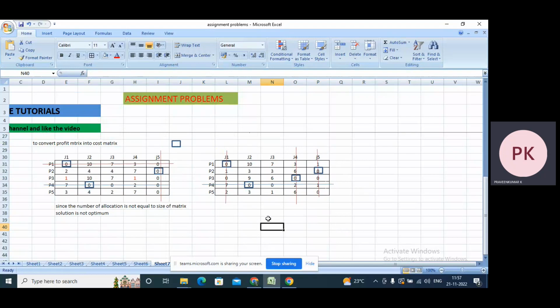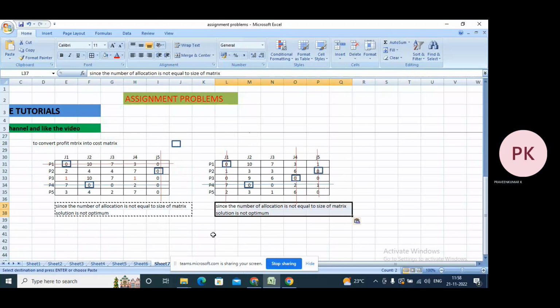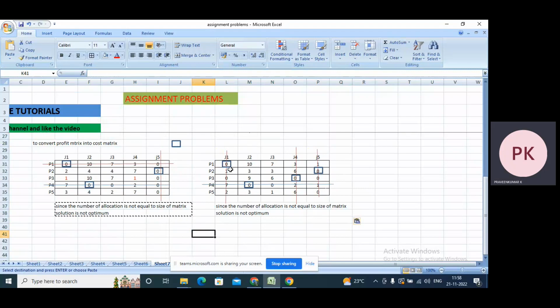Now check the number of allocations. Since the number of allocations, 1, 2, 3, 4, is not equal to the size of the matrix, which is 5 by 5, therefore the solution is not optimum. So again, we need to go for reallocation. So now I'll reallocate the same elements. I'll write a new cost matrix.